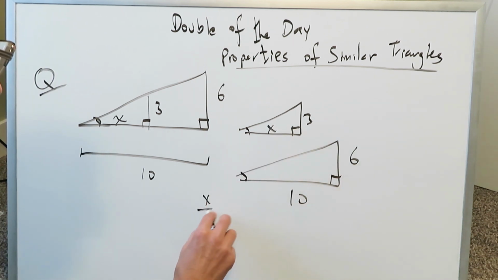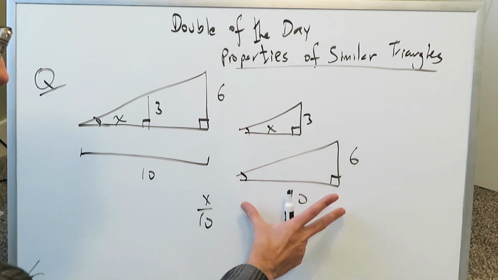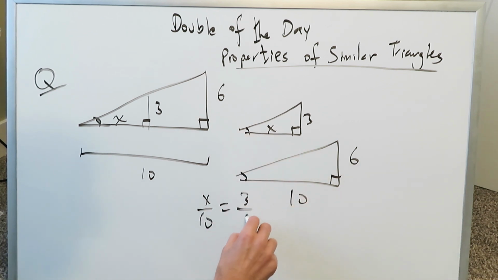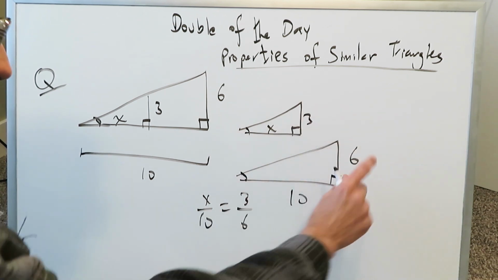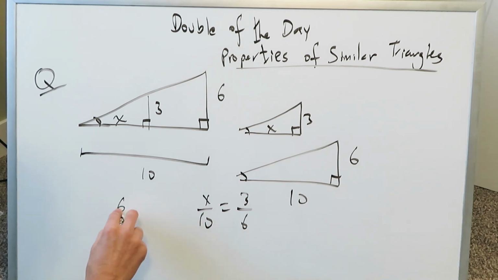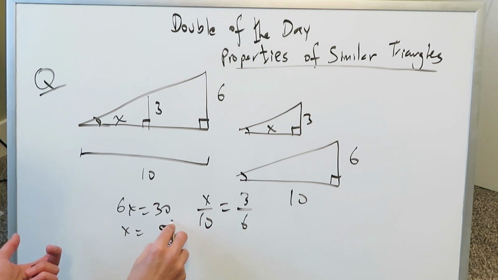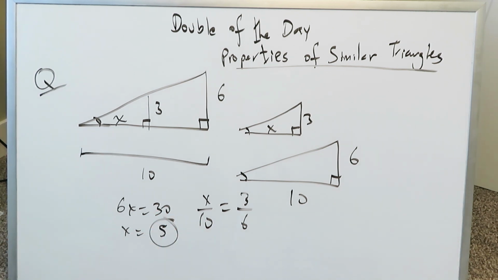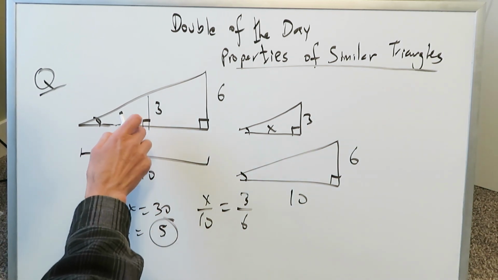Exactly as you're seeing is how you will determine your ratio. You'll have x over 10, the small base divided by the large base, is equal to 3 over 6, the small triangle's height and the large triangle's height, and you do everything from there. 6x is equal to 30, x is equal to 30 divided by 6, which is 5. And now when you plug this 5 right over here, you'll see everything will make sense.